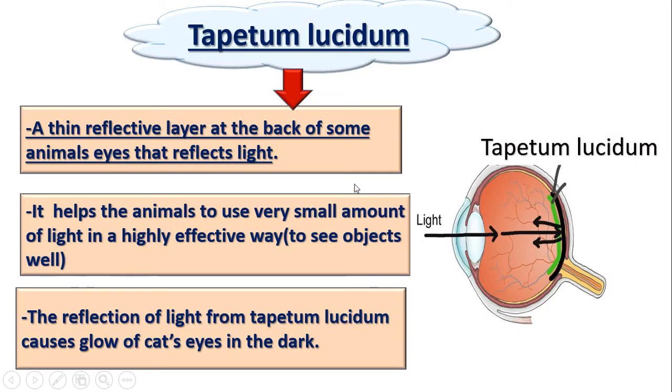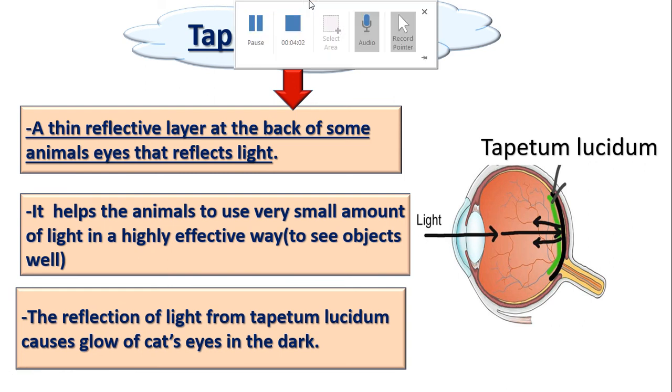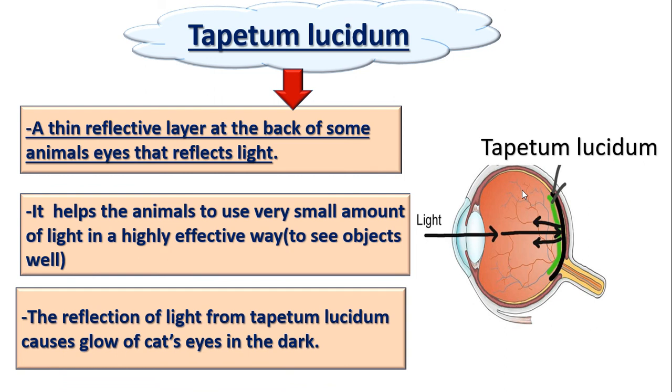Excellent. Okay, do you remember with me the mirror membrane on the fishing cat's eyes? The mirror membrane has another name and we will learn it today, which is called, repeat after me, tapetum lucidum. Again, tapetum lucidum. The mirror membrane is called what? Tapetum lucidum.